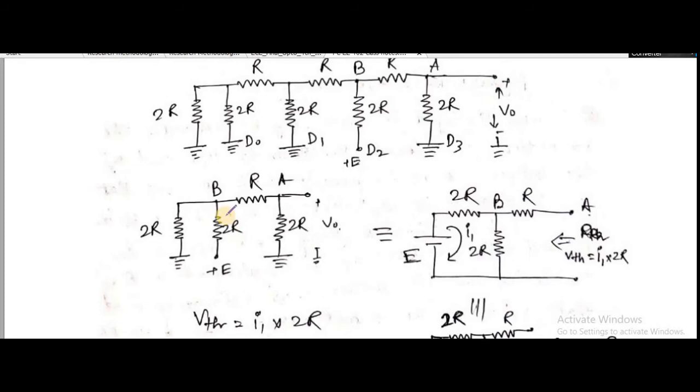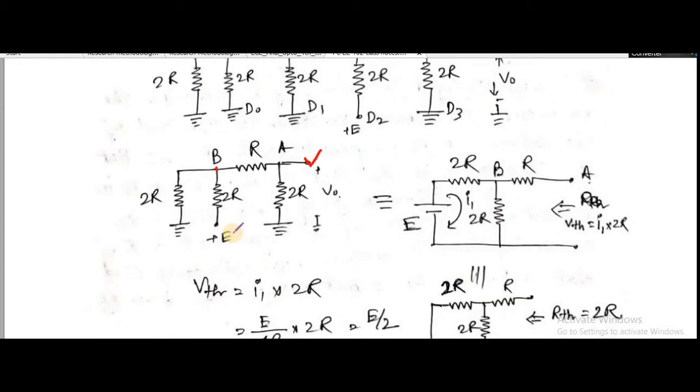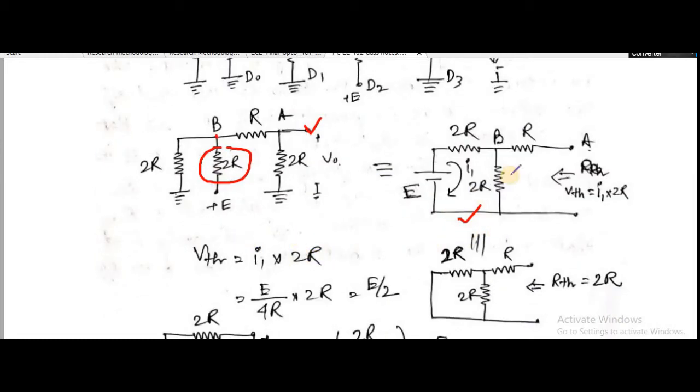Again, the voltage at this point B we have to calculate, then we will calculate the final output voltage at the point A. Okay, so if I want to calculate the voltage at this point B, I want to calculate what will be the current flow through this 2R. Okay, so current into resistance will be the voltage drop across this B. So by this we can calculate the VTH, the voltage drop at this point B.